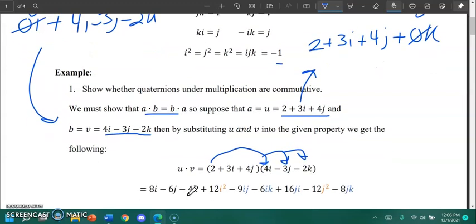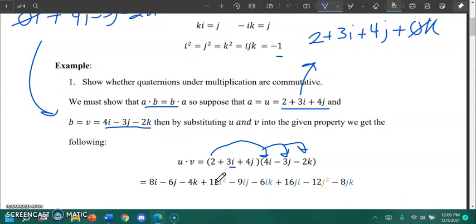And if I scroll down, you can see that I've done the computation for us. We end up having 8i minus 6j minus 4k, which was the first one I did, plus 12i to the second, because 3i times 4i equals 12i to the second, negative 9ij, negative 6ik, plus 16ji minus 12j to the second, minus 8jk. And when you distribute, make sure that you keep the first term, in this case i, the first letter you write, because if you were to have written it as ji, it would have changed the equation altogether.